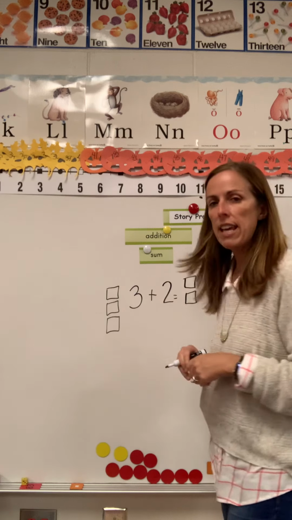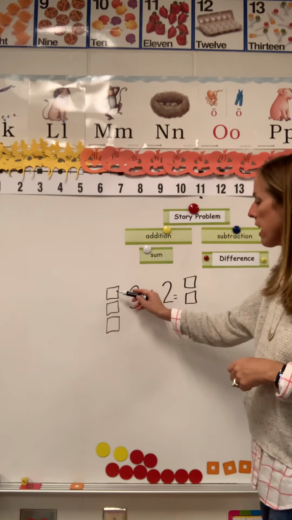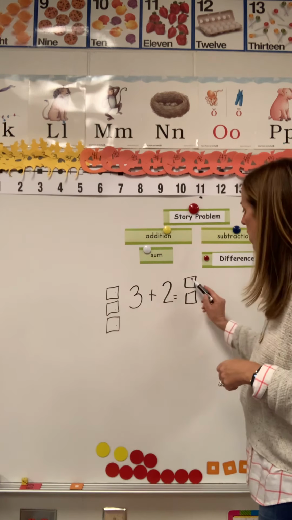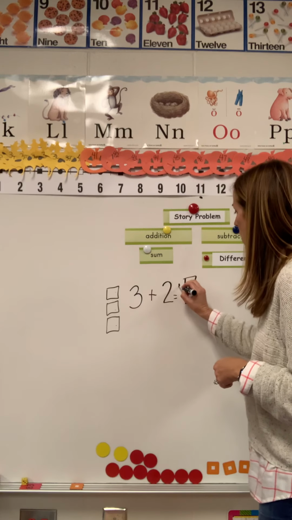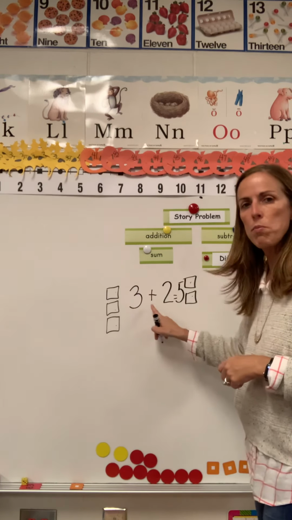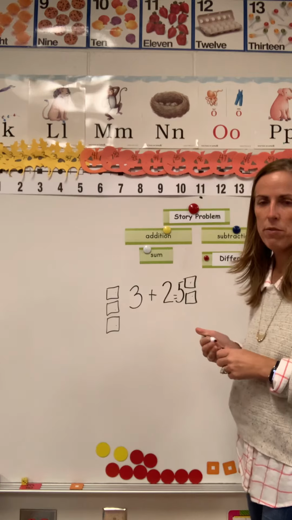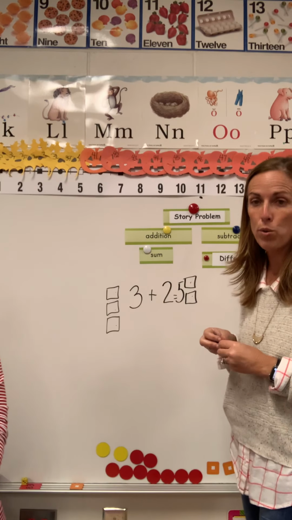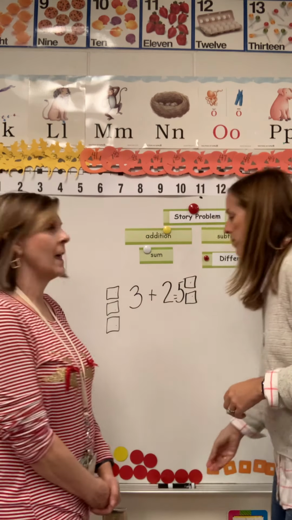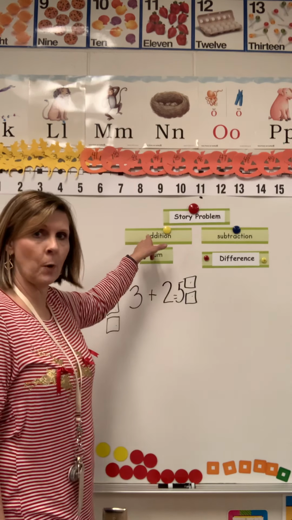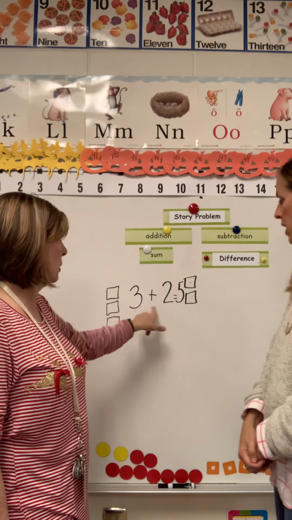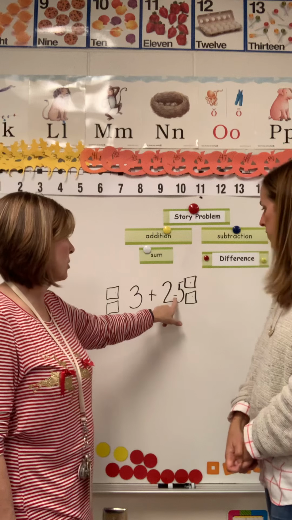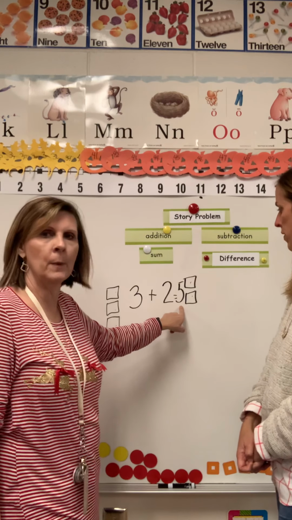Then what would that equal? So if I count all my candy bars, 1, 2, 3, 4, 5, then I would know 3 plus 2 equals 5. So I would have 5 candy bars total. Oh, so Miss Amy, that is an addition problem, right? Because it was 2 smaller numbers and our sum, or our answer, came up to be a big number.